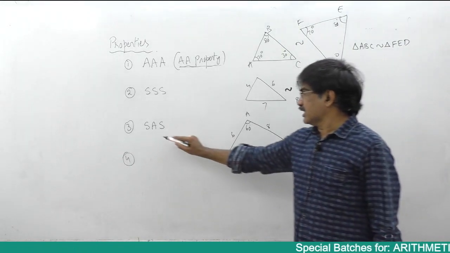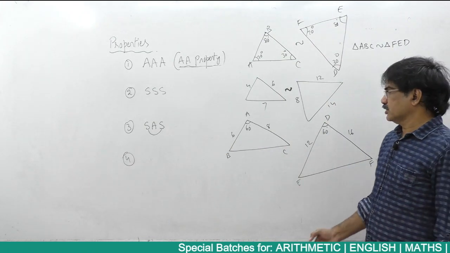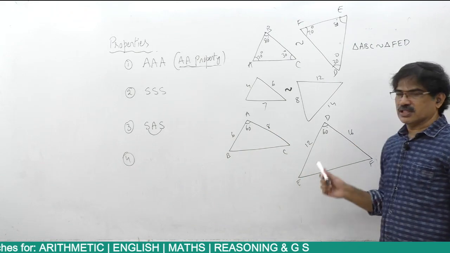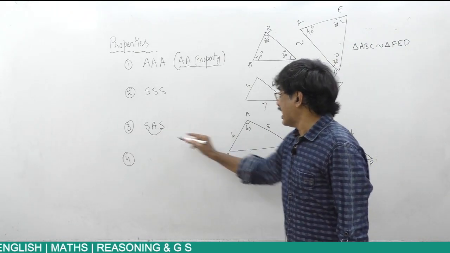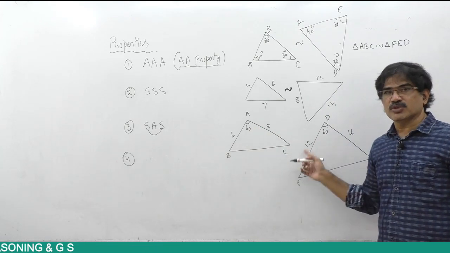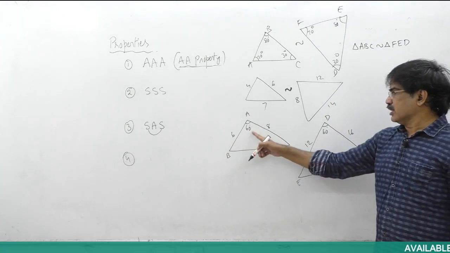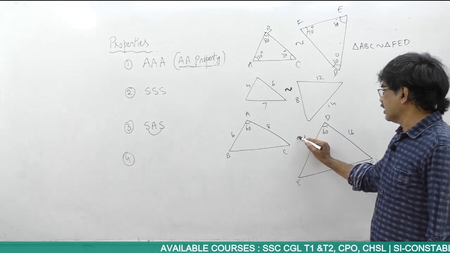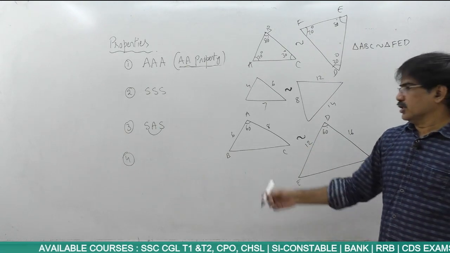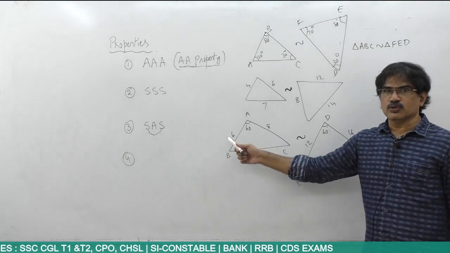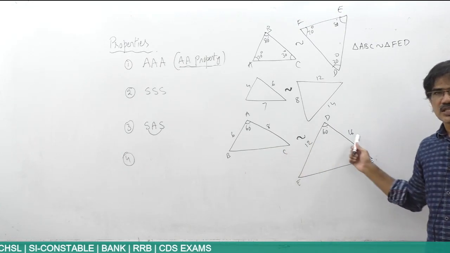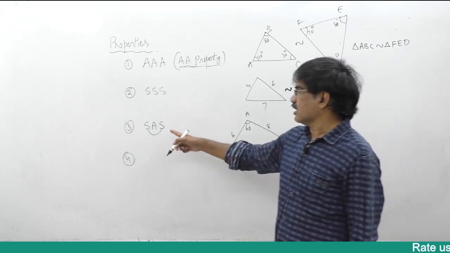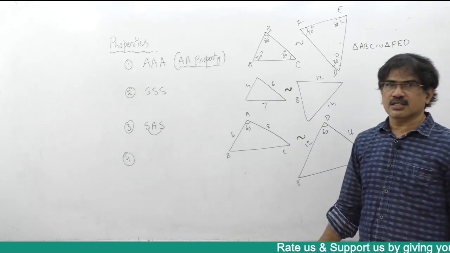Here, important, the sides are in the same ratio. The 2 sides of one triangle are proportional to the 2 sides of the other triangle, and the included angles are the same. Angles must be the same between those 2 sides. If two sides of one triangle are proportional to two sides of the other triangle and the included angles are the same, then we say that the triangles are similar. This is called the SAS property.